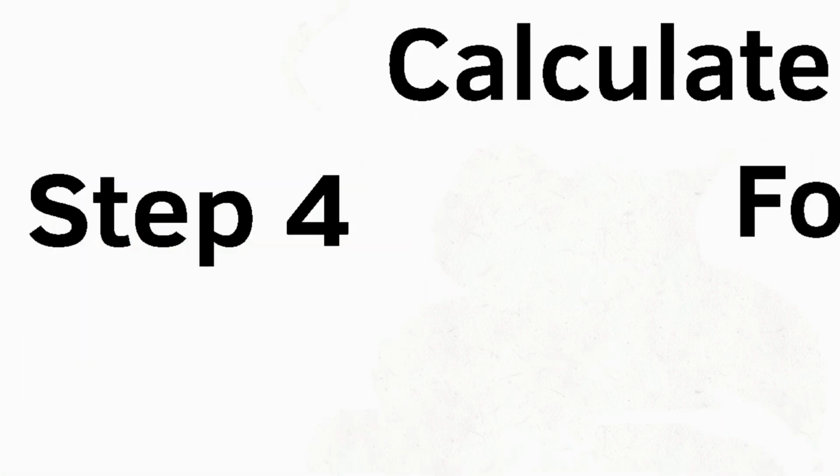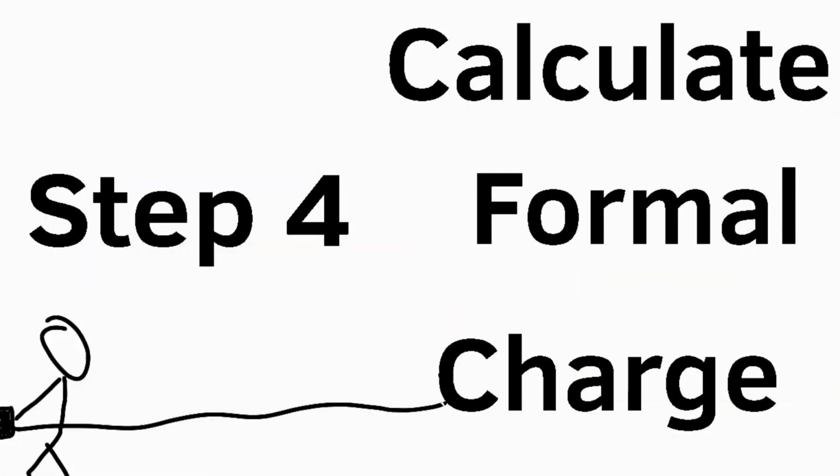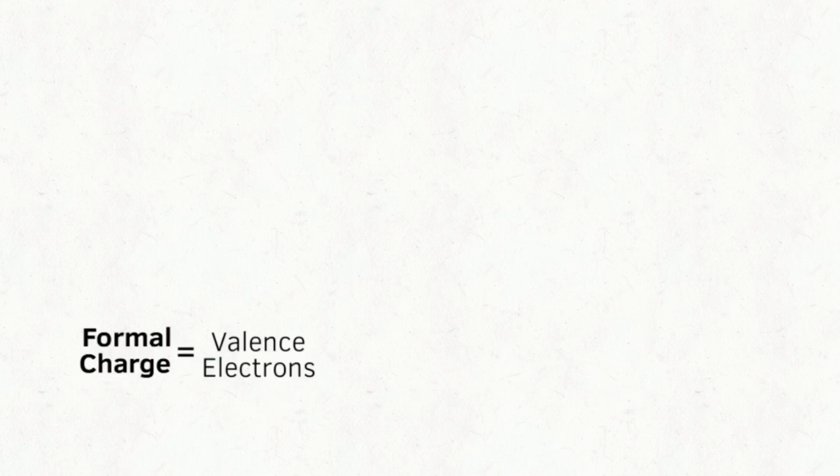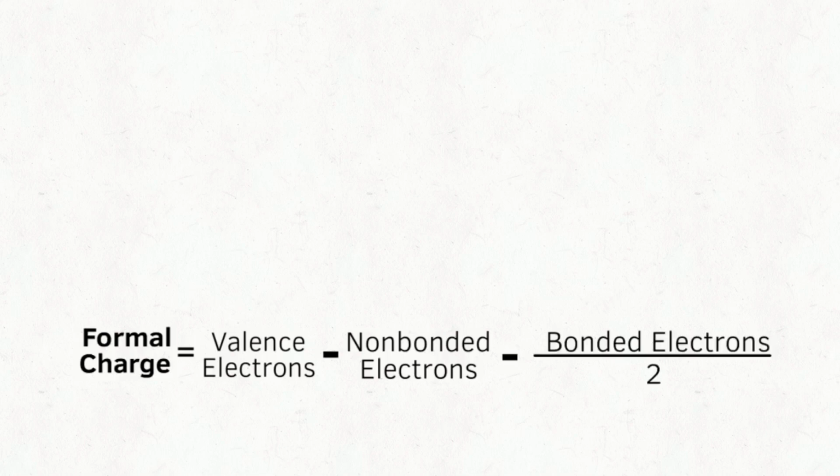Step 4. Calculate formal charge. Formal charges allow us to figure out the electric charge of the molecule. To calculate the formal charge, we will use this formula. Formal charge equals valence electrons minus non-bonding electrons minus half of the bonding electrons.